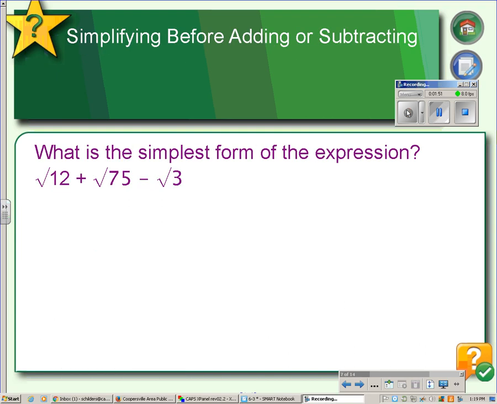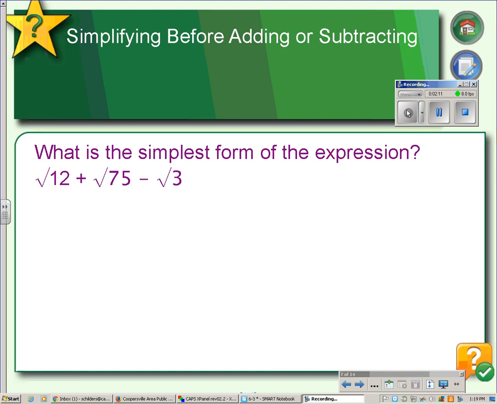So this is where it gets interesting. In these, we have square root of 12 plus square root of 75 minus square root of 3. So initially, you think you can't add these because the radicands are not the same. But each of these radicals can be simplified, and once they're simplified, they will be alike so that they can be added.